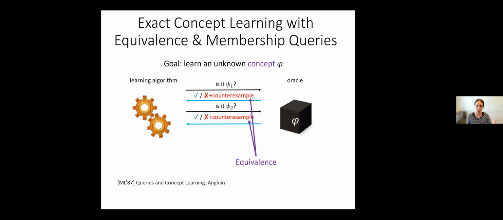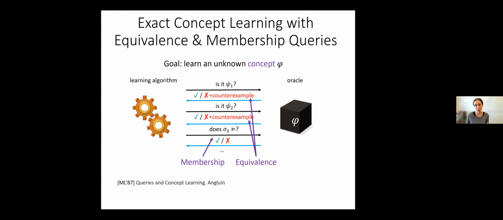These are the queries where we provide a candidate and the answer is whether this is the correct answer and otherwise a counterexample. But there are also other queries. Another common kind of queries is membership queries. In membership queries, the learning algorithm just takes a state, an evaluation of the variables, and asks the oracle whether this state satisfies phi. And in this case, the oracle just says yes or no. This process goes on, and the learning algorithm keeps asking questions until it really finds the correct concept formula phi. Okay, so this is exact concept learning with queries.